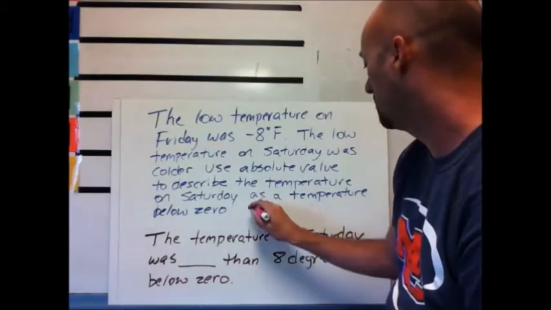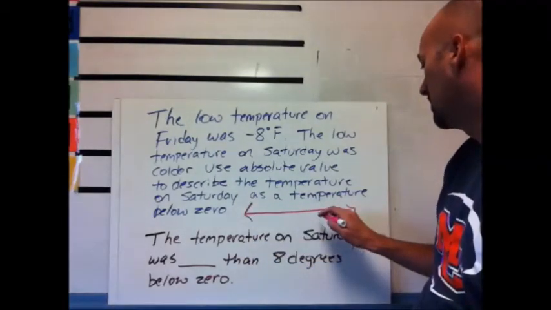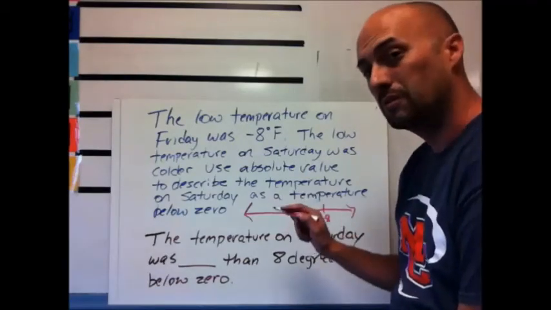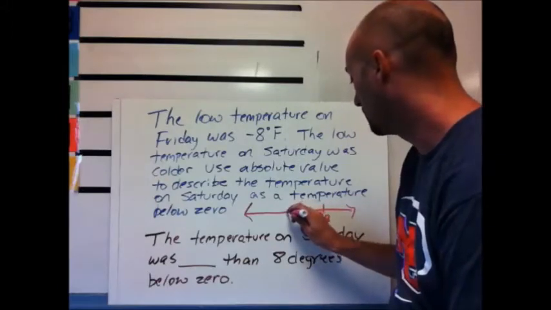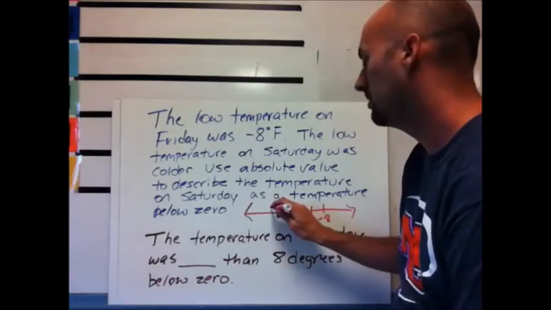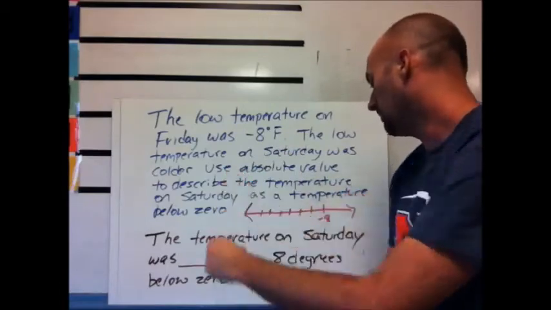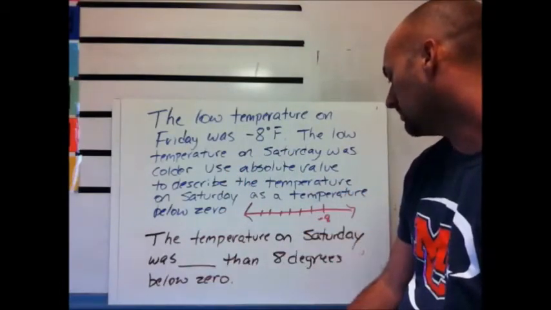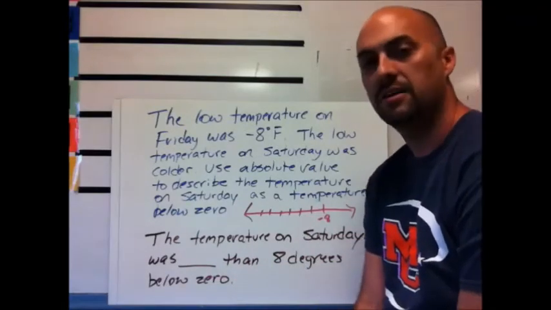So I'm going to insert a number line. Friday, -8. Colder. So that means I got farther away from zero. I'm farther below zero. It could be -9, -10, -11, -12. Any of those. It doesn't specify, but we know that it's colder. Was the temperature on Saturday more than 8 degrees below zero or less than 8 degrees below zero?